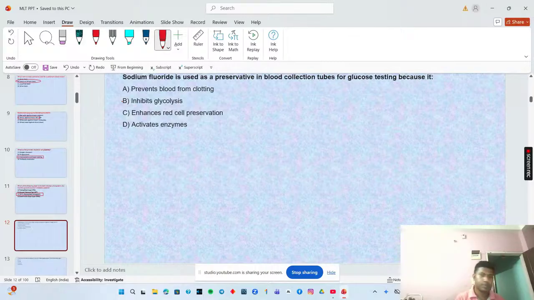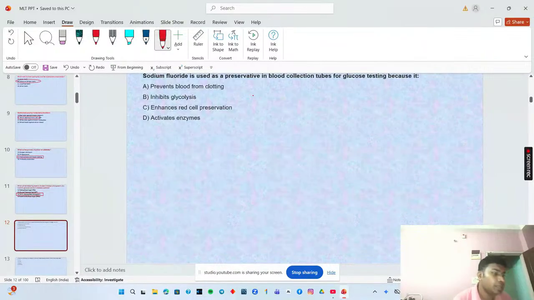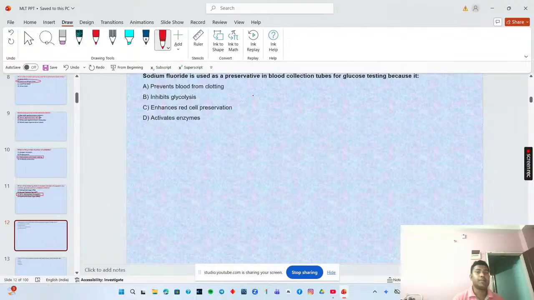Sodium fluoride is used as a preservative in blood collection tubes for glucose testing, because sodium fluoride helps in inhibiting glycolysis. So we have to collect blood when we want to do a test of glucose or diabetes. We will always take blood in a sodium fluoride tube, and it is gray in color. The top of the tube is gray in color.